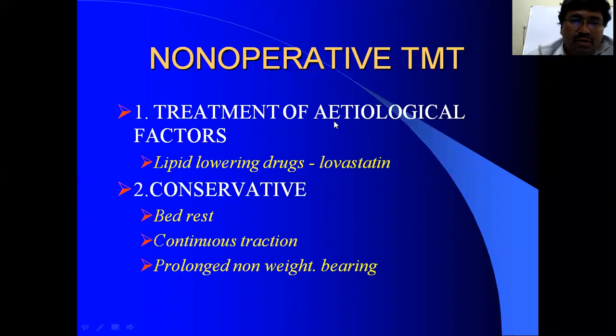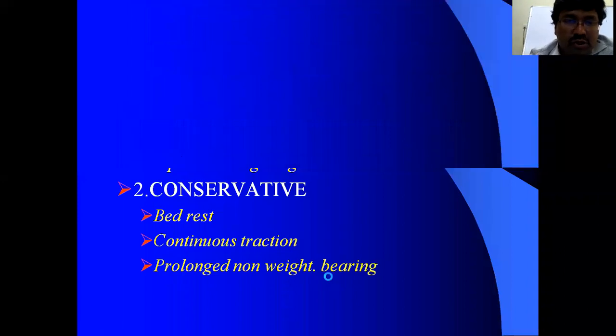Different types of treatment protocols are there. Once we know the cause, we'll treat the cause. Like if it is a lipid cause, we'll put the patient on lipid-lowering drugs, lovastatin and so on. And if the etiological factor is not known, like iatrogenic, then we can try other methods. Apart from that, general conservative methods are bed rest, complete bed rest, traction, and non-weight bearing, in the hope to preserve the joint.